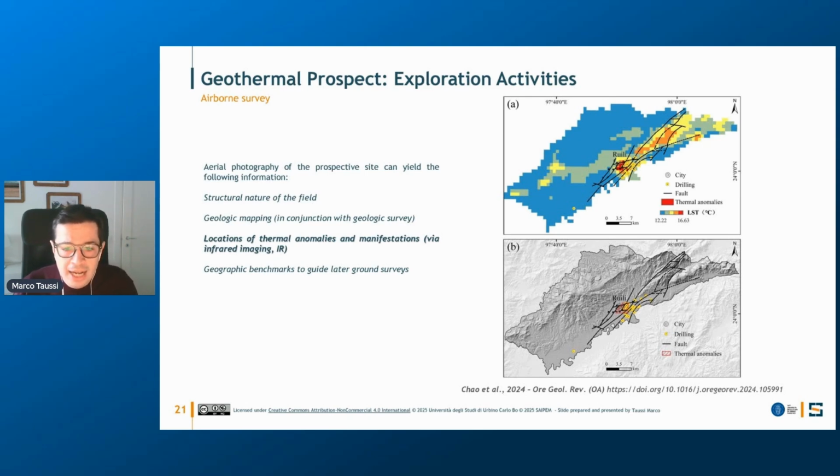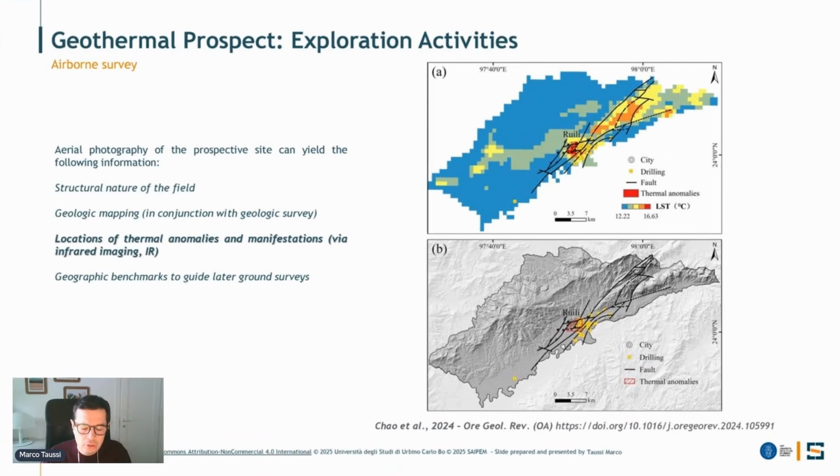Furthermore, we can locate the possible presence of hydrothermally altered areas, that is, zones whose coloration we can already distinguish, that may have been subject to circulation of hot fluids, both current and past.